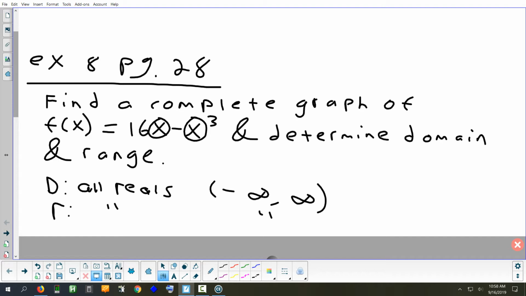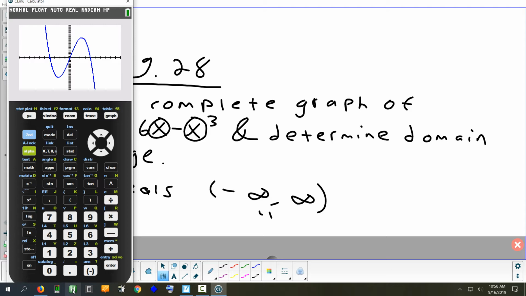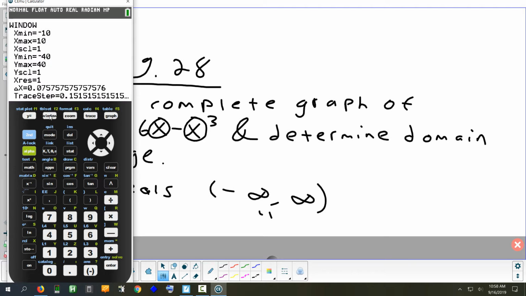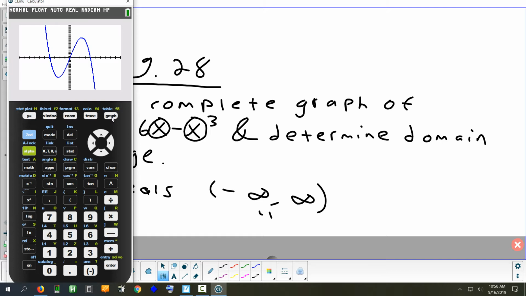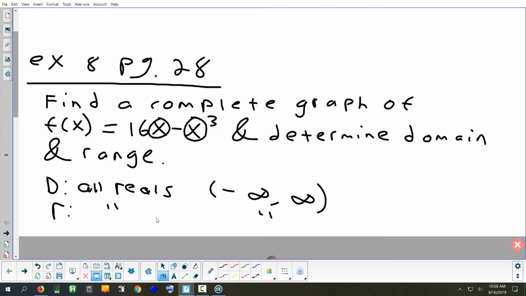Okay. Just one question. So for a window, I started with a standard window, and then I changed it to -40 to 40 on the y's. Just so I could see, because it technically said find a complete graph. So complete graph means you should be able to see all the turns that it's making and stuff like that. Okay. Any other questions or trouble getting that graph on the calculator?